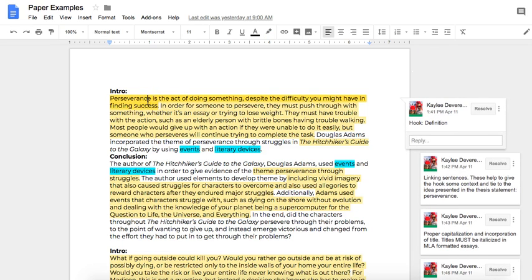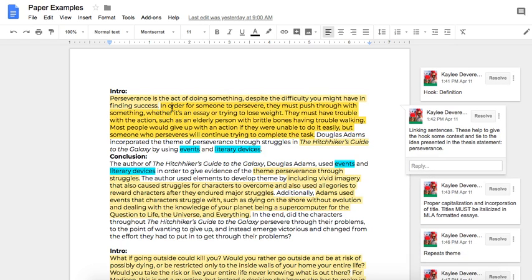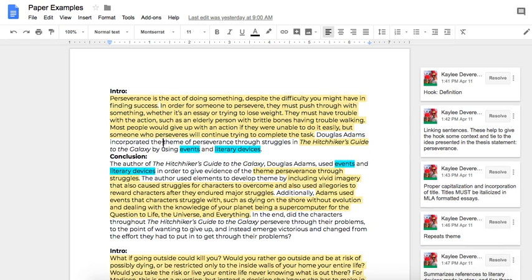Then you'll notice that his hook is a definition, and he defines perseverance as the act of doing something despite the difficulty you might have in finding success, okay? That's a great hook because it gives us a definition. It orients us with what we're probably going to be talking about. And nowhere does it say in this essay "I'm going to tell you about," because you do not need to include words like that. Then we've got our linking sentences. He goes on to describe perseverance and why it's important and how it matters in getting through struggles. And then he gives us his theme, okay?